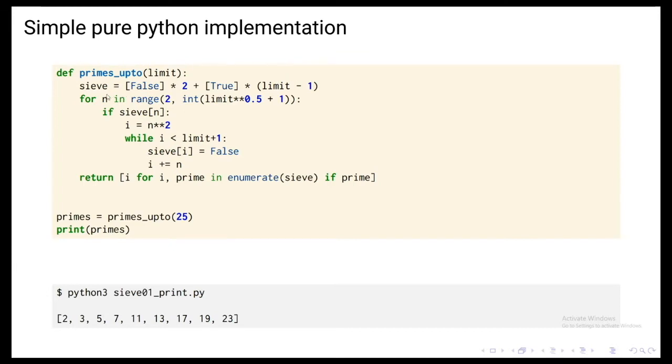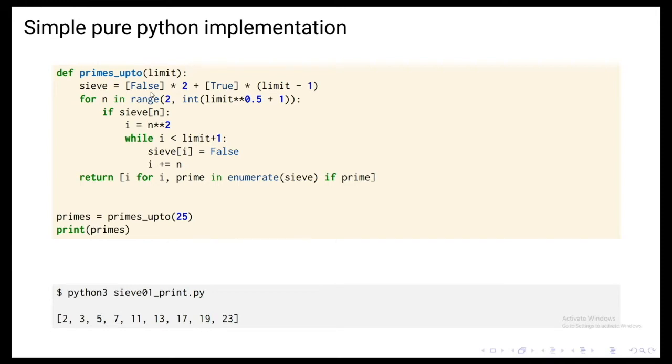This function initially creates a Boolean list. This Boolean list will represent my sieve list, and it will be of the size of the limit. And then I will assign the value.